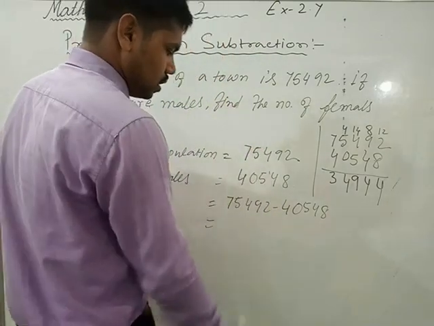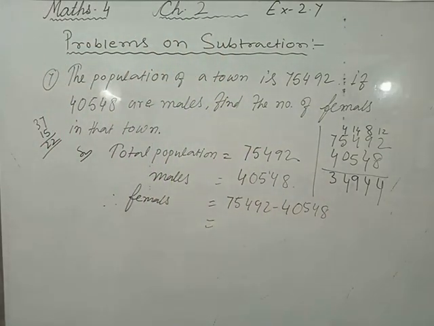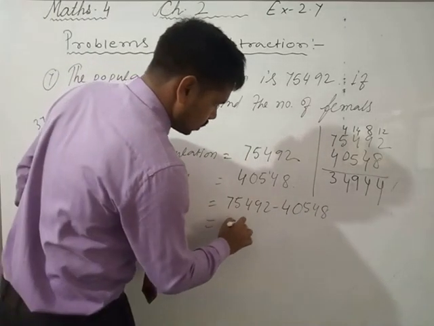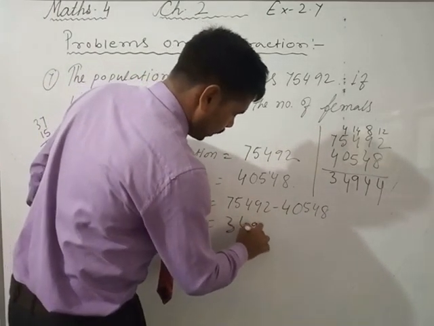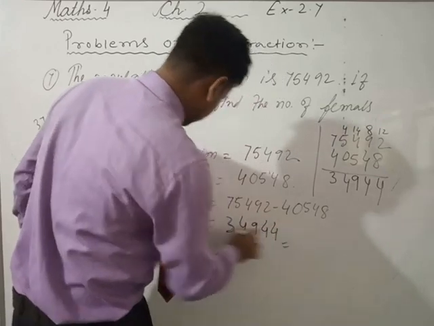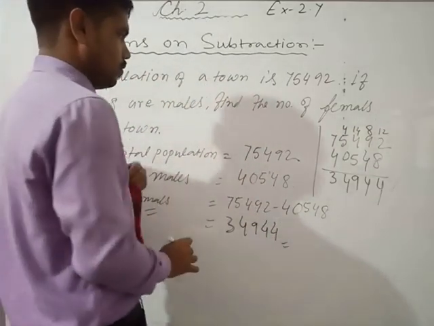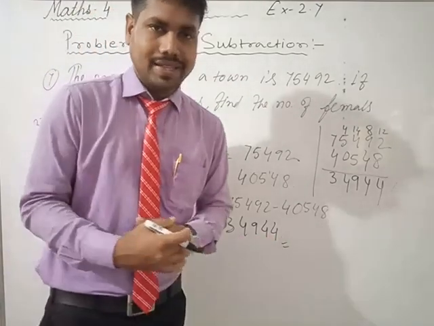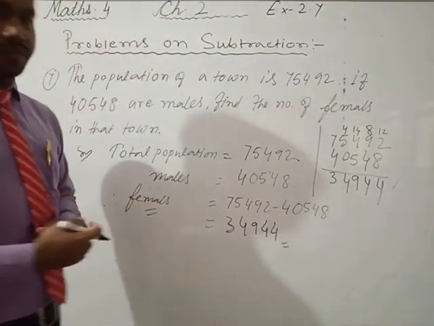So 75492 is the total population, and 34944 will be the female population. Therefore, the female population is equal to this much. With the unit at the end you can write it. This is how you can solve question number 7.